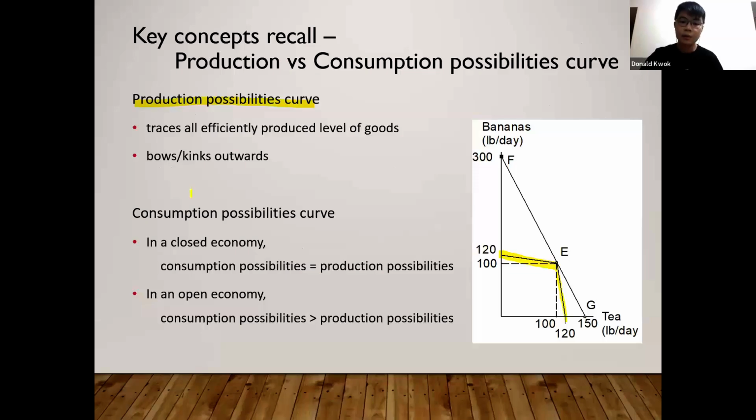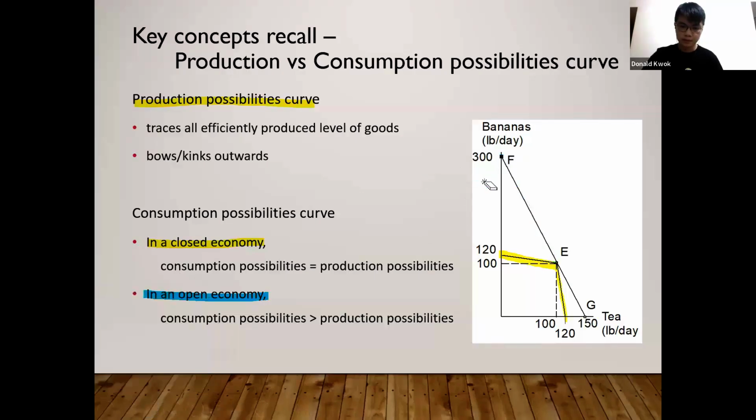In a closed economy where people have to consume what they produce, consumption possibilities would equal production possibilities, the same yellow kinked curve here. But in an open economy, it is more likely that consumption possibilities is greater than production possibilities, because people in the economy can trade with others in the world, right? In the world market.